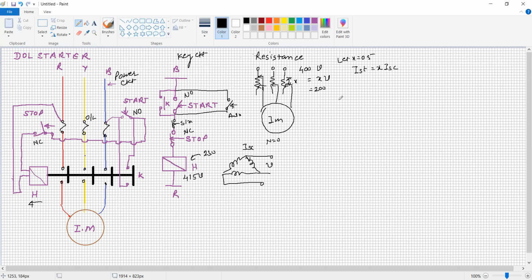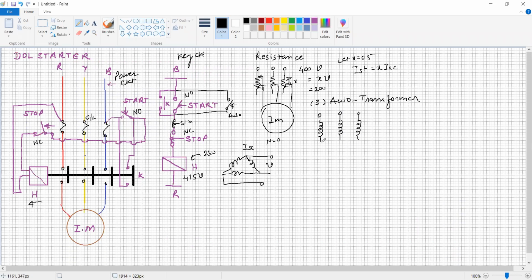The third one is the auto transformer starter. The auto transformer starter has the advantage that the losses that take place in the resistance do not occur in the auto transformer. In this case, a three-phase auto transformer is connected in series with the motor, and this is one of the best methods.